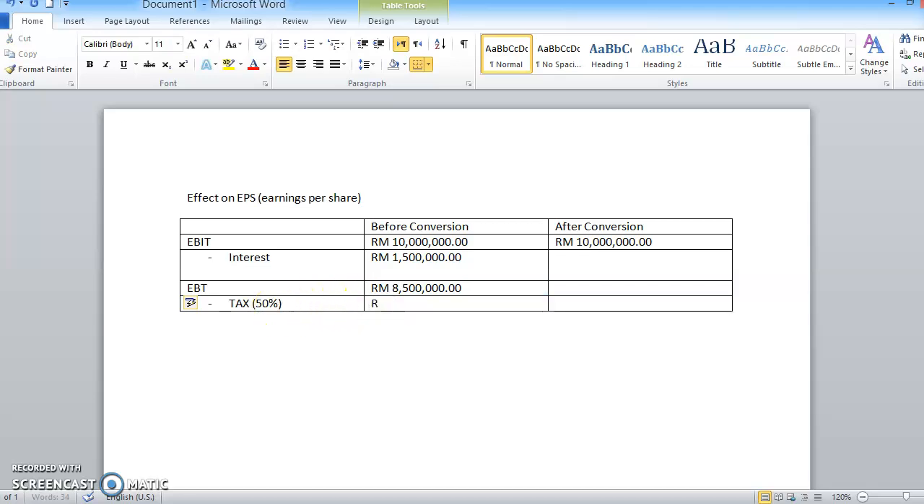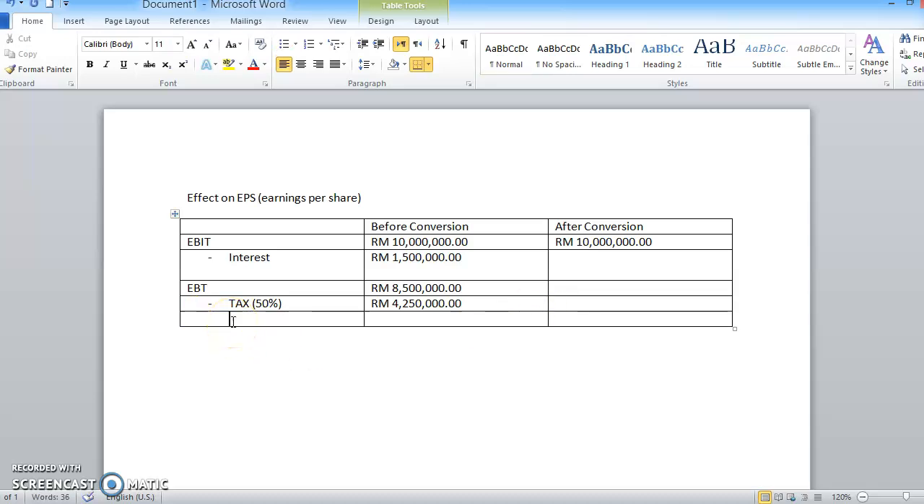So you will get RM 4,250,000, right? This is the total 50% from where? From this total EBT. 50% darab dengan 8,500,000. So kita akan dapat this one, 4,250,000. So you already have your tax.